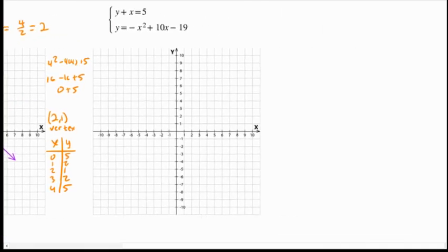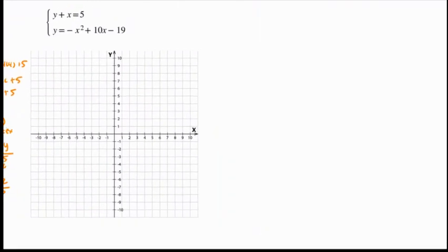Second one, same idea here. We're going to do pretty much the same thing. I want to make sure that it's y equals, so I'm going to subtract x from both sides. Graph that with a y-intercept of 5, a slope of -1.